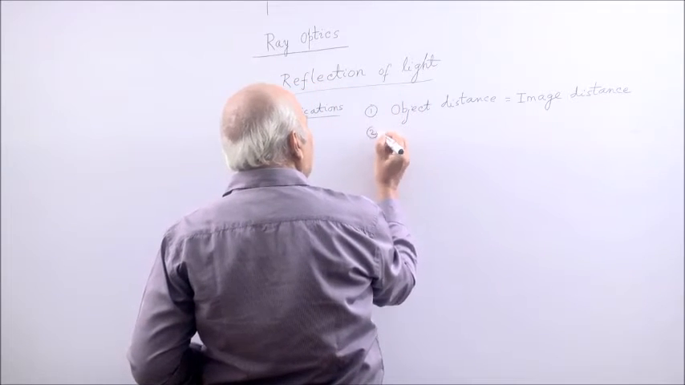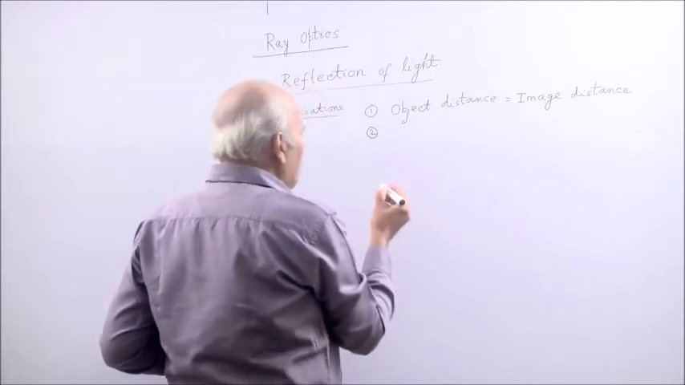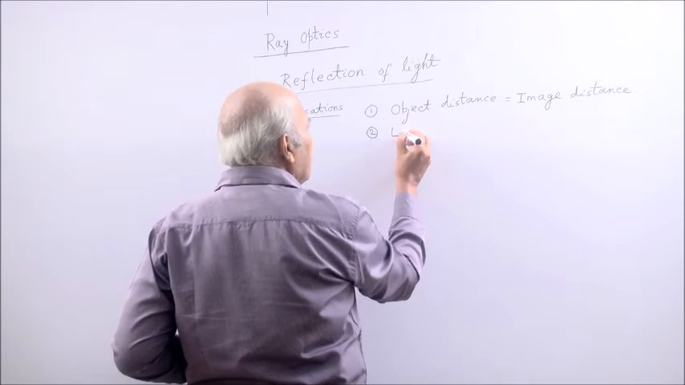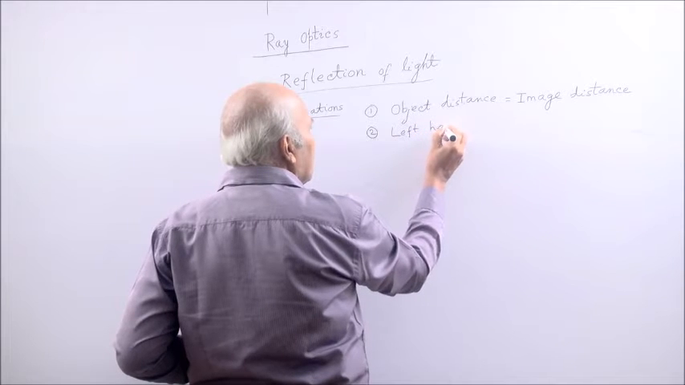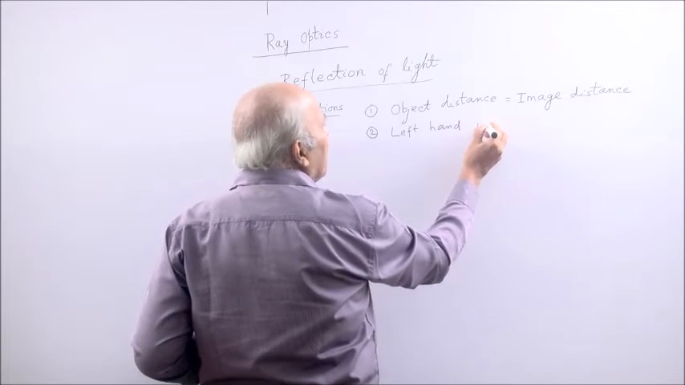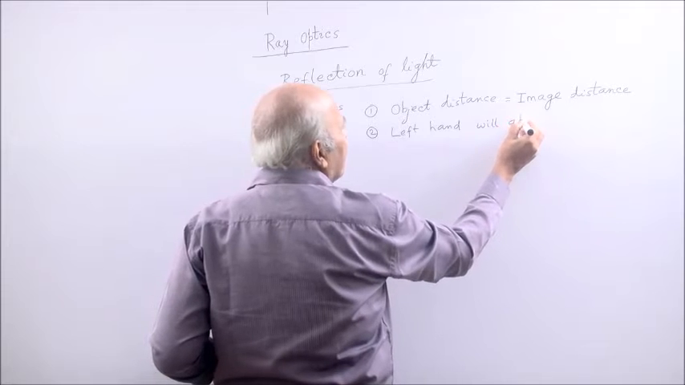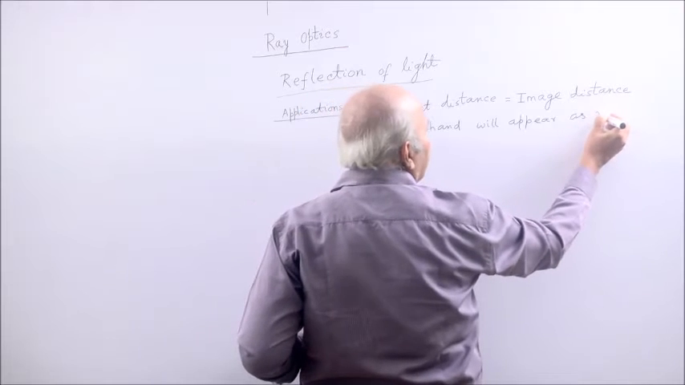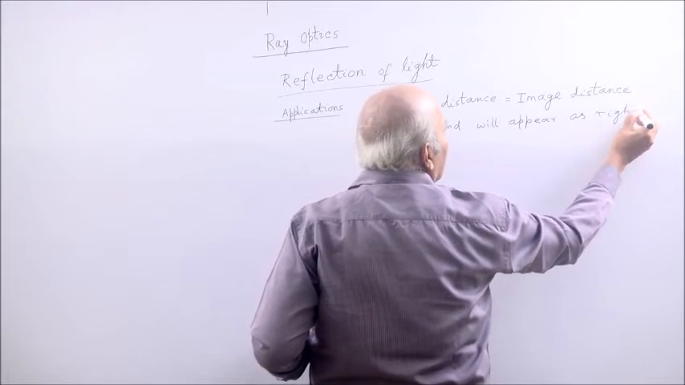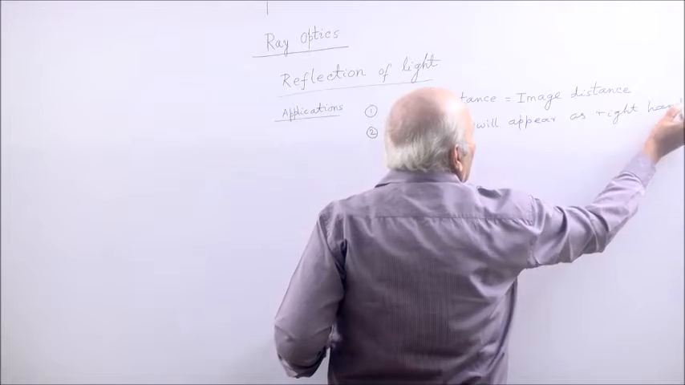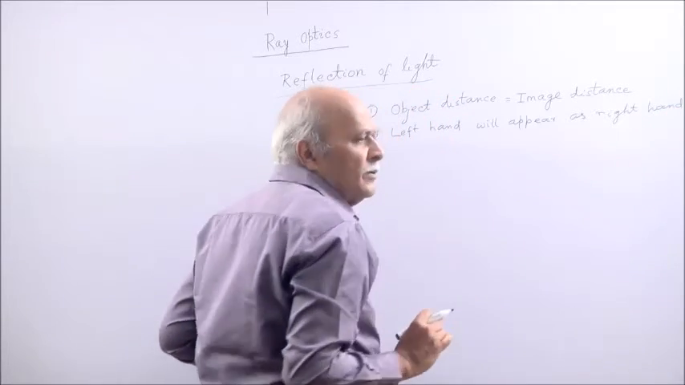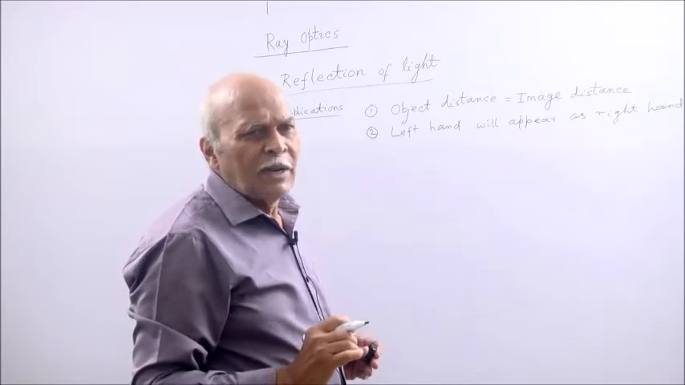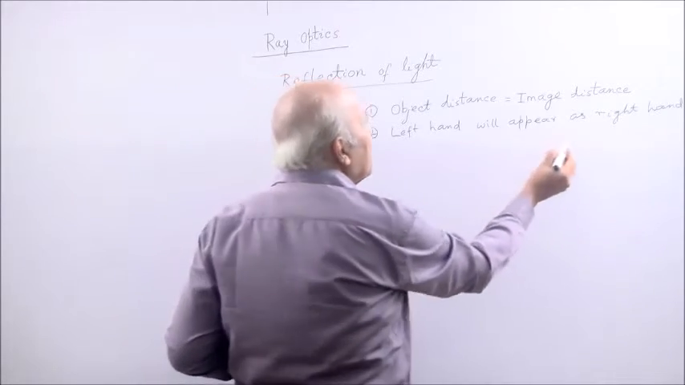And second is left hand will appear as right hand. So how to verify it? Suppose you have a watch on the left hand, it will appear as right hand in the image.